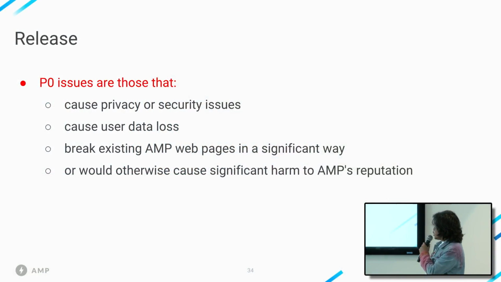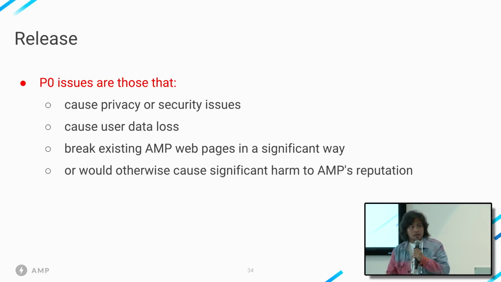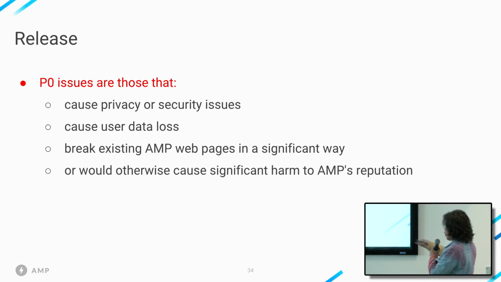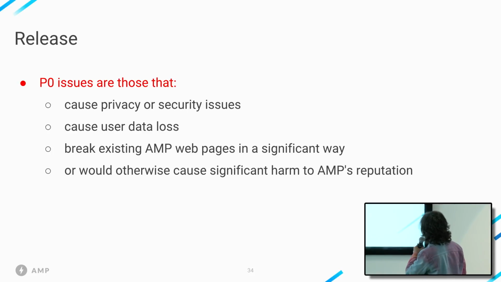So what are critical errors? These are errors or issues that cause privacy or security issues. Any issue that causes user or data loss. Any issue that breaks existing AMP web pages in a significant way, so any very noticeable UI bugs, for example, will definitely get fixed. Or any issues that would otherwise cause significant harm to AMP's reputation. I'm pretty sure all of these cause significant harm to AMP's reputation, so we need to fix them ASAP.